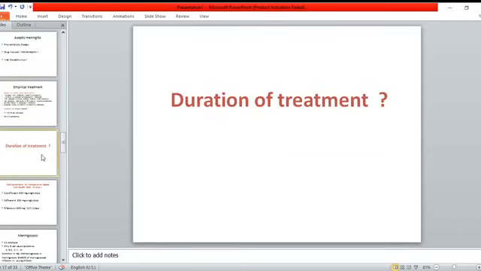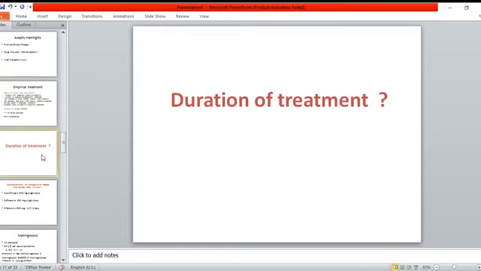It's rare that you will be asked about the duration of treatment of meningitis, but just in short, if there is already a positive culture for meningococci, then usually the treatment is for 1 week. Okay, 1 week of ceftriaxone.